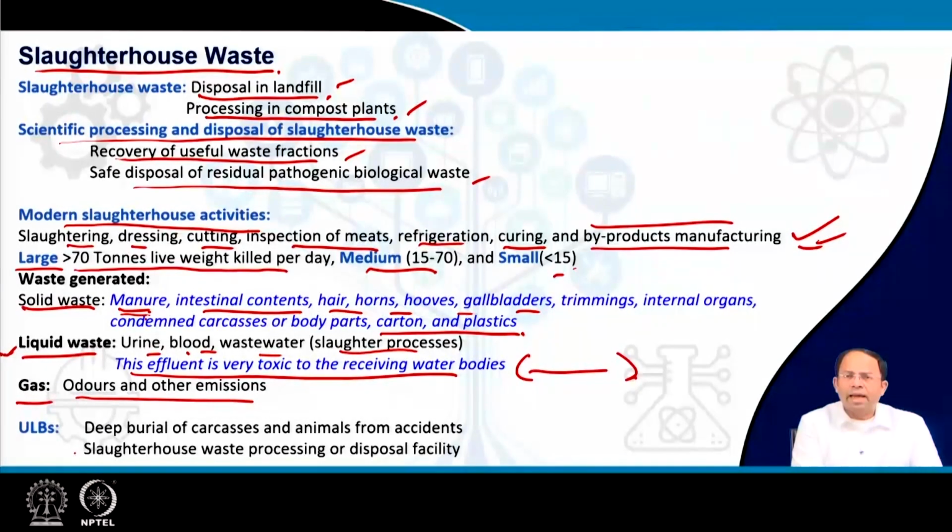Now, the ULB can handle this waste. It can go for deep burial of the carcasses. There are also a lot of carcasses from accidents, like animals which die in accidents and so on. They should be buried deep so that they are not dug up by other animals, or dogs, which can dig up that waste and eat from it. To prevent that, we can go for deep burial. And a slaughterhouse waste processing or disposal facility could also be considered.